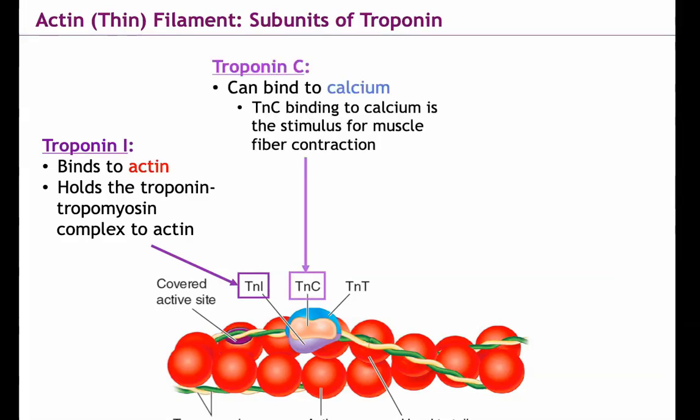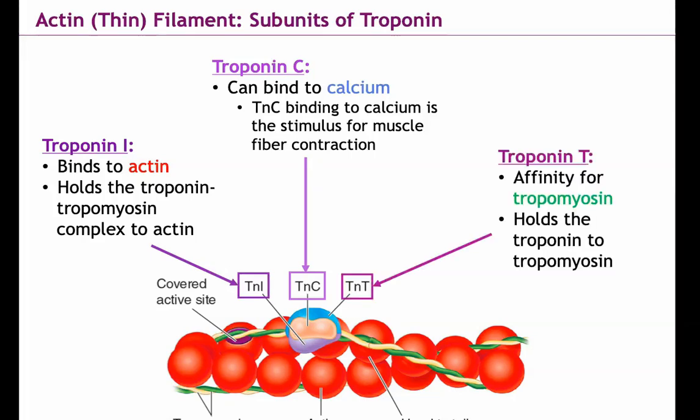Troponin C binds calcium. So that one's easy. It binds calcium, which is the stimulus for muscle fiber contraction, and we will talk about that later, the main role of calcium and all that. But troponin C binds to calcium.